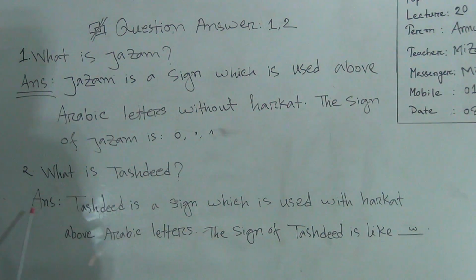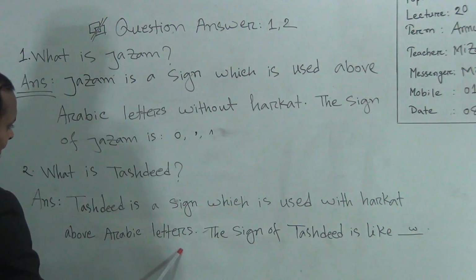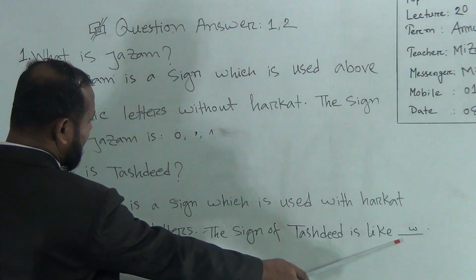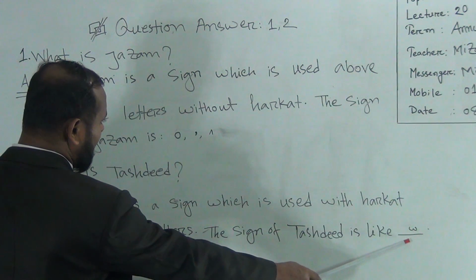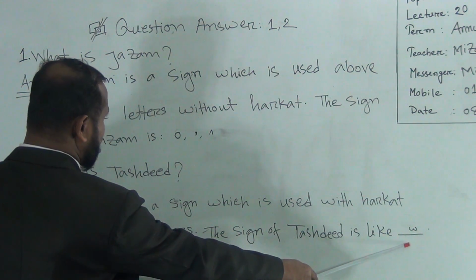Okay, question number 2: What is tasdeed? Answer: Tasdeed is a sign which is used with harkat above Arabic letters. The sign of tasdeed is like the head of sin or like the small w of the English letter.